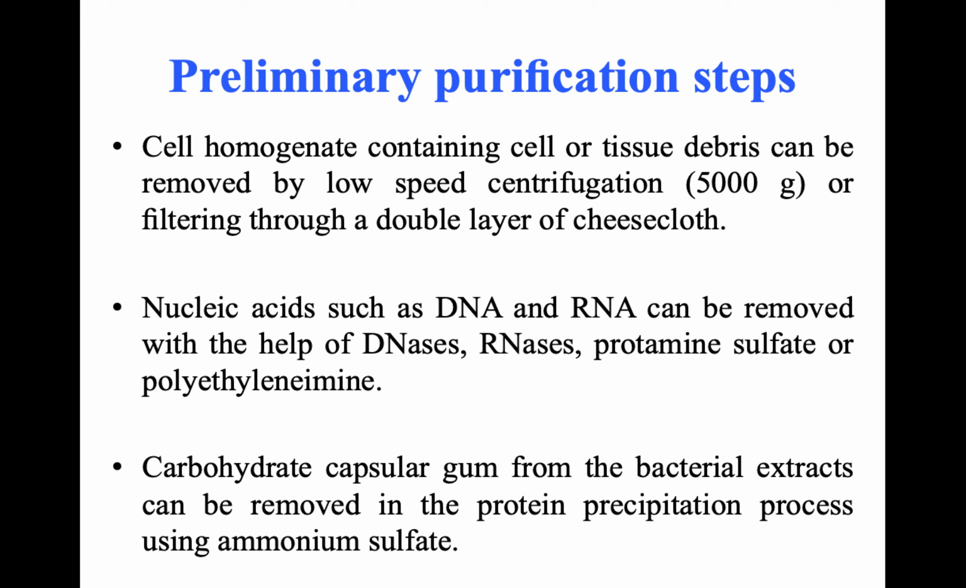As we discussed earlier, by using the different cell lysis methods, we are going to lyse the samples, and we get the cell homogenate, which contains the cell or tissue debris, which can be removed by low speed centrifugation or by filtering through double layer cheesecloth.